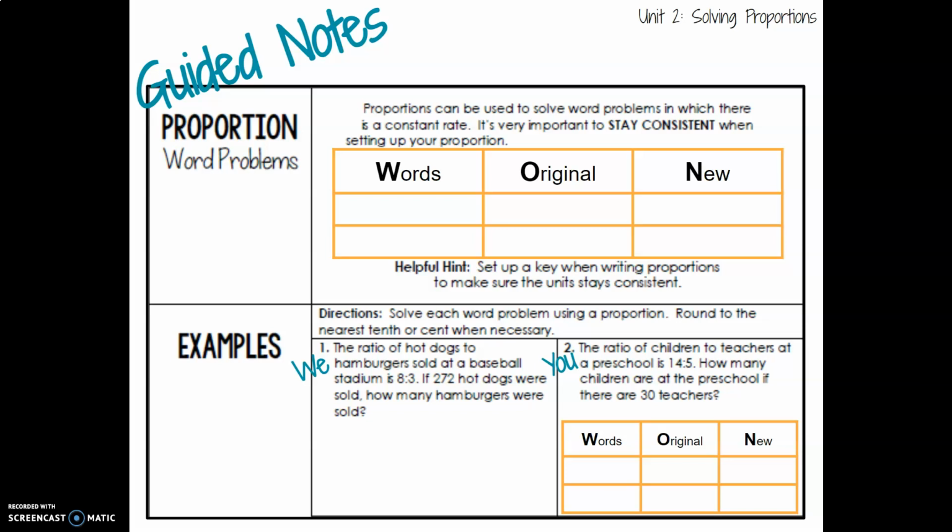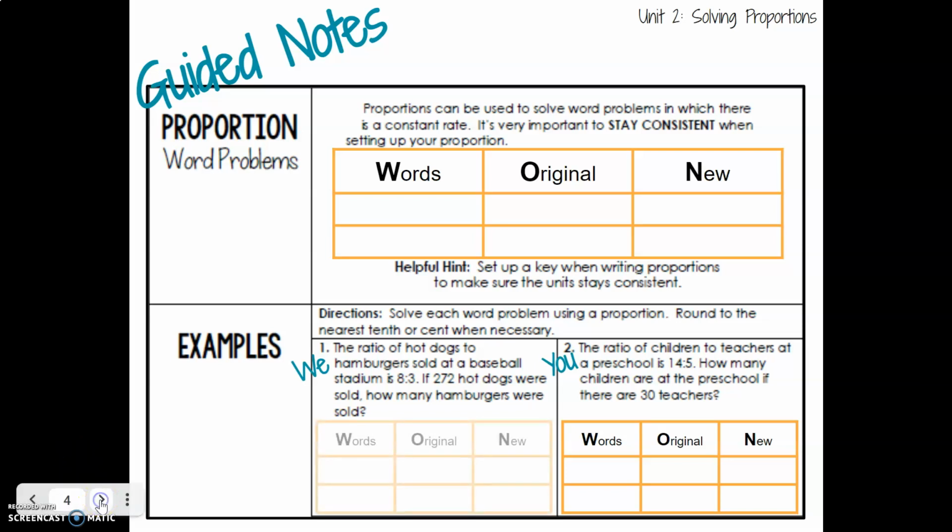The ratio of hot dogs to hamburgers sold at a baseball stadium is 8:3. If 207 hot dogs were sold, how many hamburgers were sold? What they're saying is we're looking at hot dogs first, then hamburgers. So that 8 is matching with our hot dogs. For every 8 hot dogs sold, 3 hamburgers are sold. And they're asking, if 207 hot dogs are sold, how many hamburgers are sold?